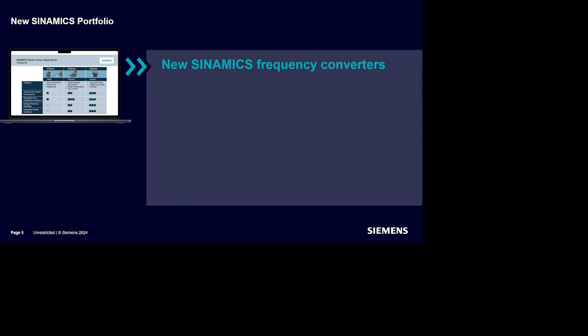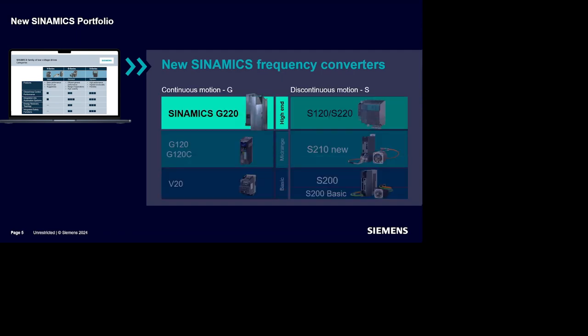This is our new approach. We will simplify from these 3 ranges or 3 families into just 2. We will have, or we are already having, the continuous motion family with the Sinamics G, and then the discontinuous motion with the Sinamics S. The Sinamics S is pretty much released.